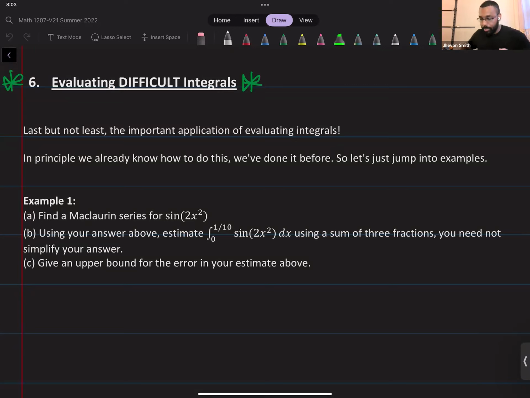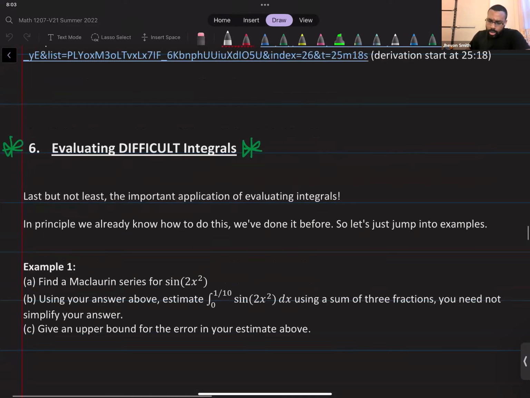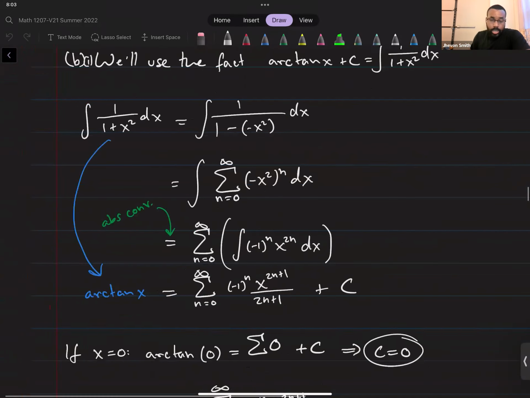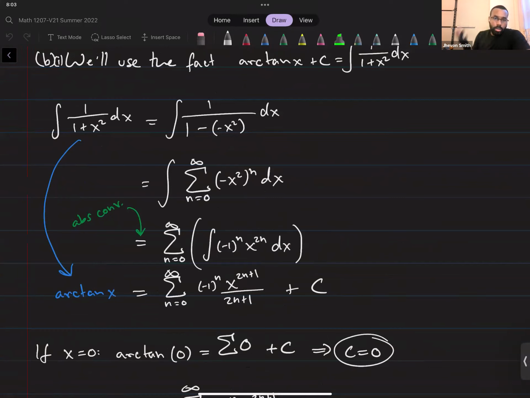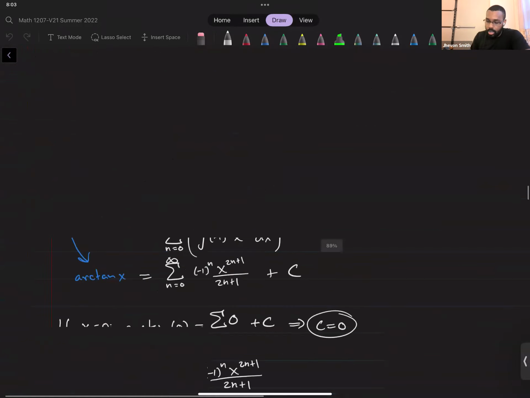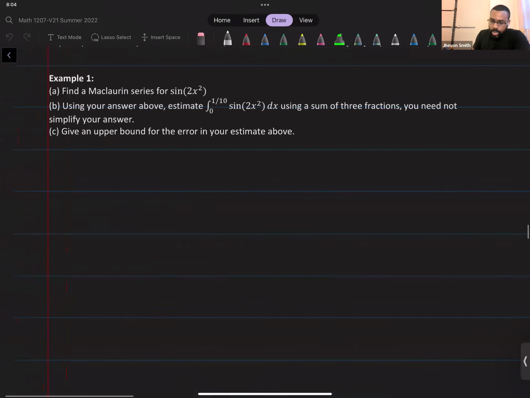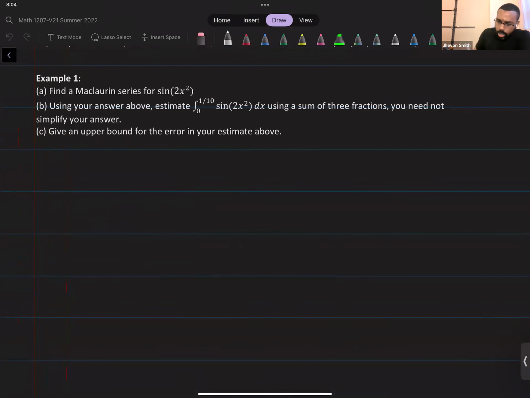So there are times when I can find a series for something based on an integral relationship, or a derivative relationship, as we did before. But there are other times where we can literally use a known power series to find another one. We've done examples of all this before, but we're going to do it again here. So let's look at part A. What is a Maclaurin series for the sine of 2x squared?